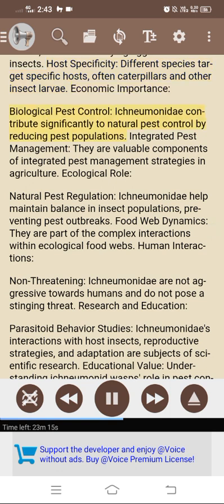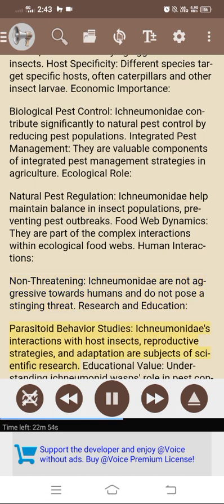They contribute significantly to natural pest control by reducing pest populations. Integrated pest management. They are valuable components of integrated pest management strategies in agriculture. Ecological role. Natural pest regulation. They help maintain balance in insect populations, preventing pest outbreaks. Food web dynamics. They are part of the complex interactions within ecological food webs. Human interactions. Non-threatening. They are not aggressive towards humans and do not pose a stinging threat.